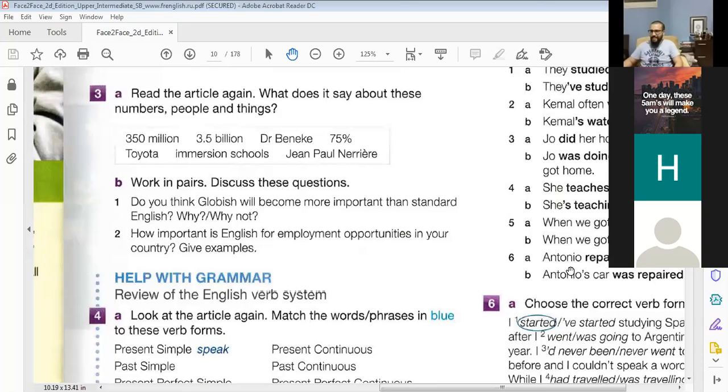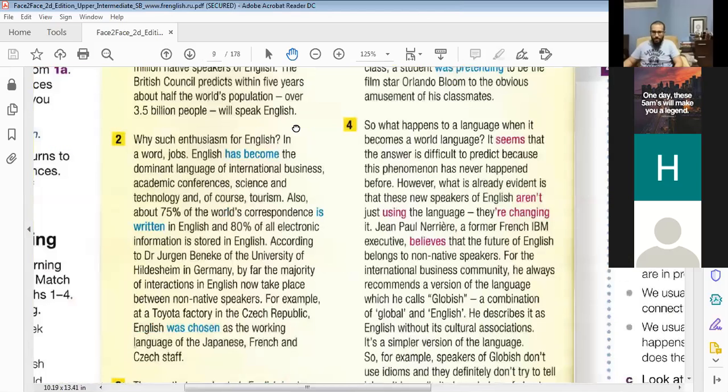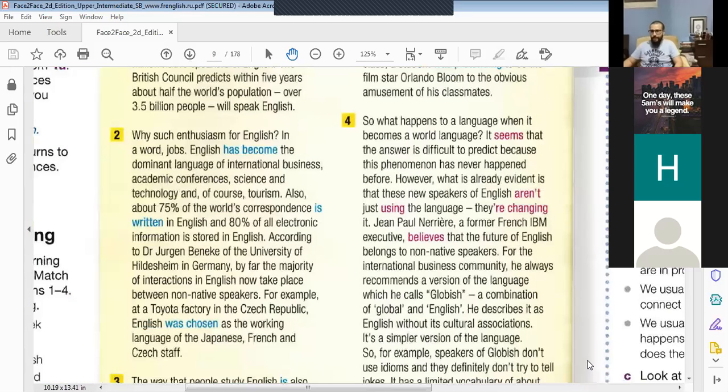Toyota the same. Okay, it's not fair. Let me show you. So Toyota is in paragraph 2. The Toyota factory. Yeah, so they mentioned the Toyota factory, but how is this relevant to the topic of language?